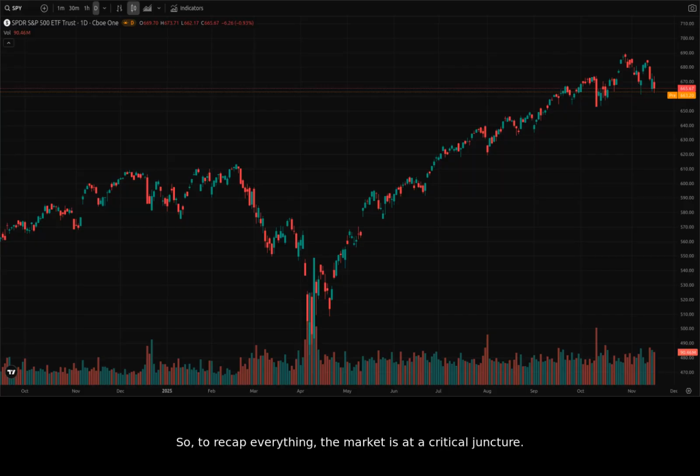So, to recap everything, the market is at a critical juncture. Let's summarize the key price levels to watch. Major long-term resistance is the all-time high around 689. Key short-term resistance zones are 673 to 675, and then the psychological level of 680. On the downside, critical support is at the recent low of 662. If 662 breaks, the next major support target is the October low around 653.